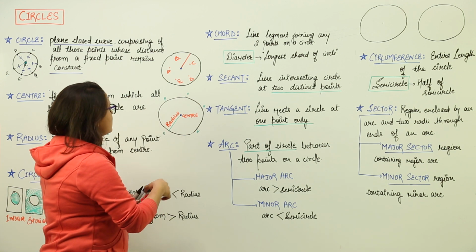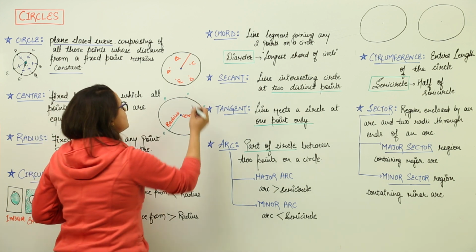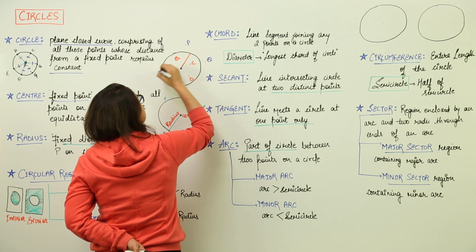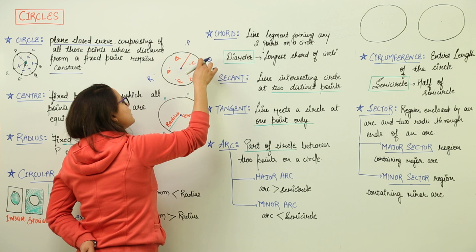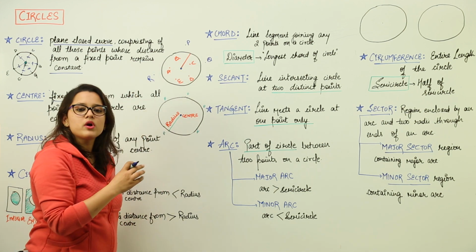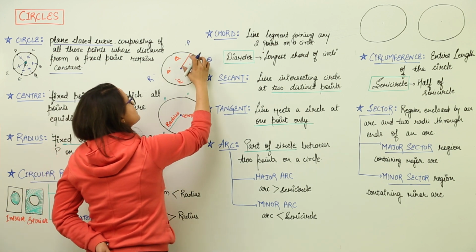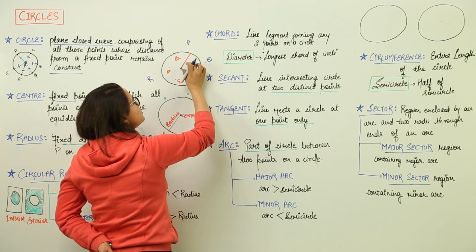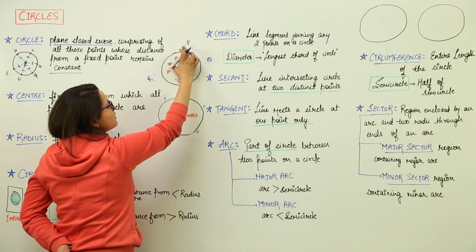Now what about the exterior? The exterior part would be here. So we can have the points outside the circle, right? Now you can check the distance of these points P, Q, R from the center. The distance of these points from the center is going to be greater than the radius, because this is the radius but these points are lying away. So you can check that the distance would be greater than the radius, right?